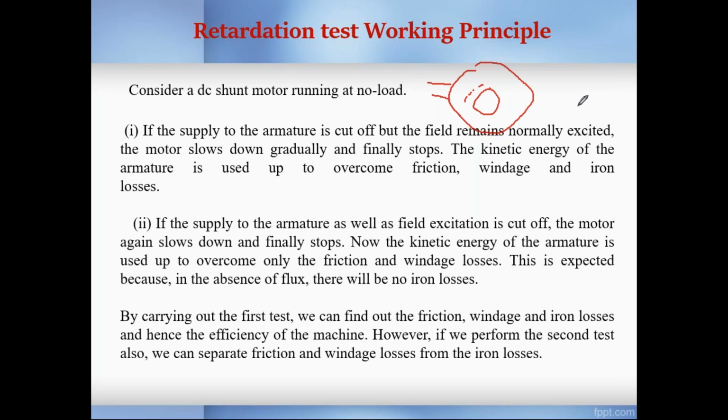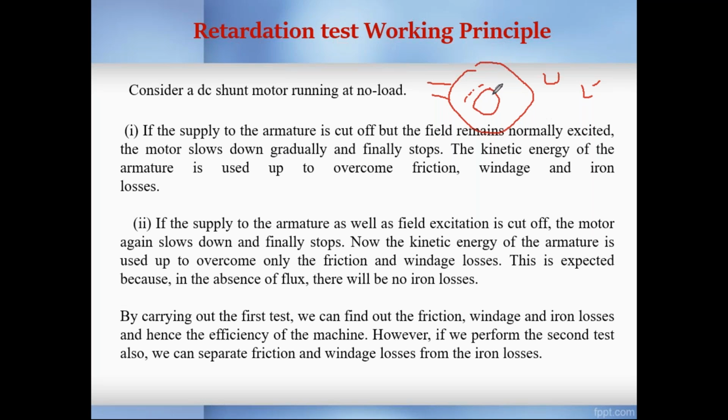In this test we conduct the test in two modes. The first mode is where the supply to the armature is cut off but the field remains normally excited. Here the armature has no power, so there is no current flowing through the armature. If the armature supply is cut off, then the armature is going to slow down. The motor slows down gradually and finally stops.